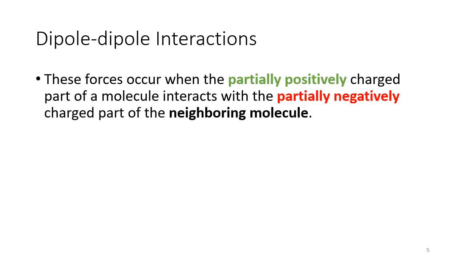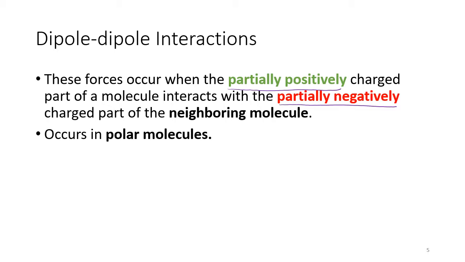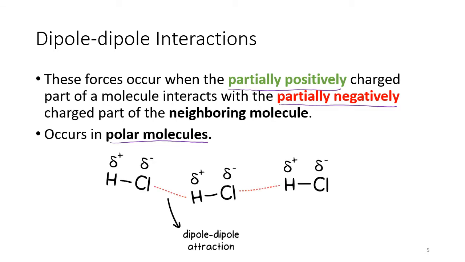Dipole-dipole interactions are the forces that occur between molecules when a partially positive end of a molecule interacts with a partially negative end of another molecule. Dipole-dipole interactions only occur in polar molecules. So we have to remember how to determine if a molecule is polar or nonpolar based upon its VSEPR shape. Imagine our sample of hydrogen chloride gas. Hydrogen has a lower electronegativity than chlorine, so it develops a partial positive charge. Chlorine is more electronegative, so it develops a partial negative charge.